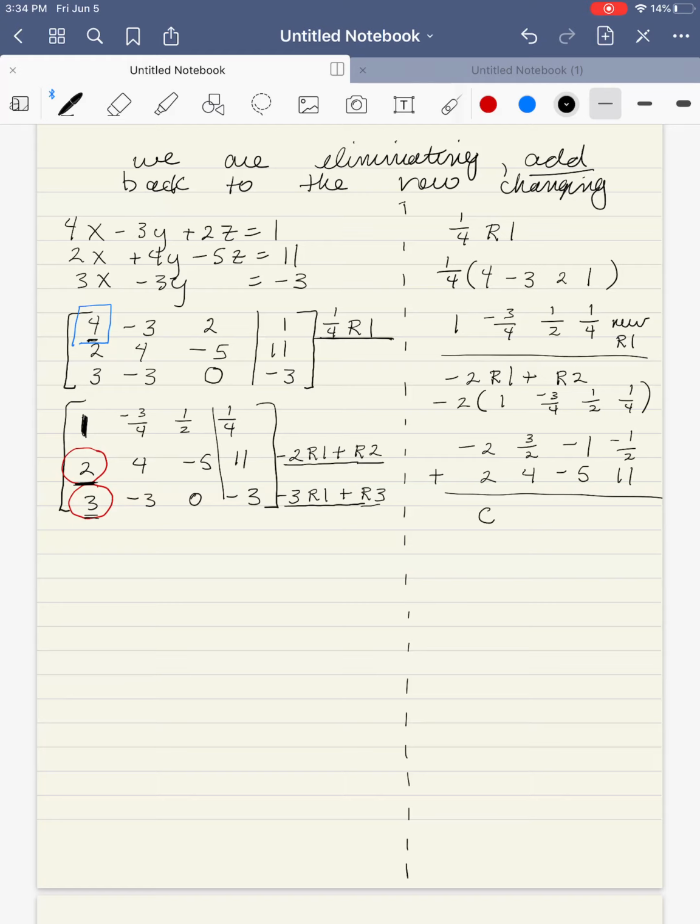And notice -2 plus 2 is 0, which is exactly what I wanted. That's why I did this specific row operation. Then 3/2 plus 4, 4 is 8/2. So 3/2 plus 8/2 is 11/2. -1 plus -5 is -6. -1/2 plus 11, 11 is 22/2. So -1/2 plus 22/2 is 21/2.